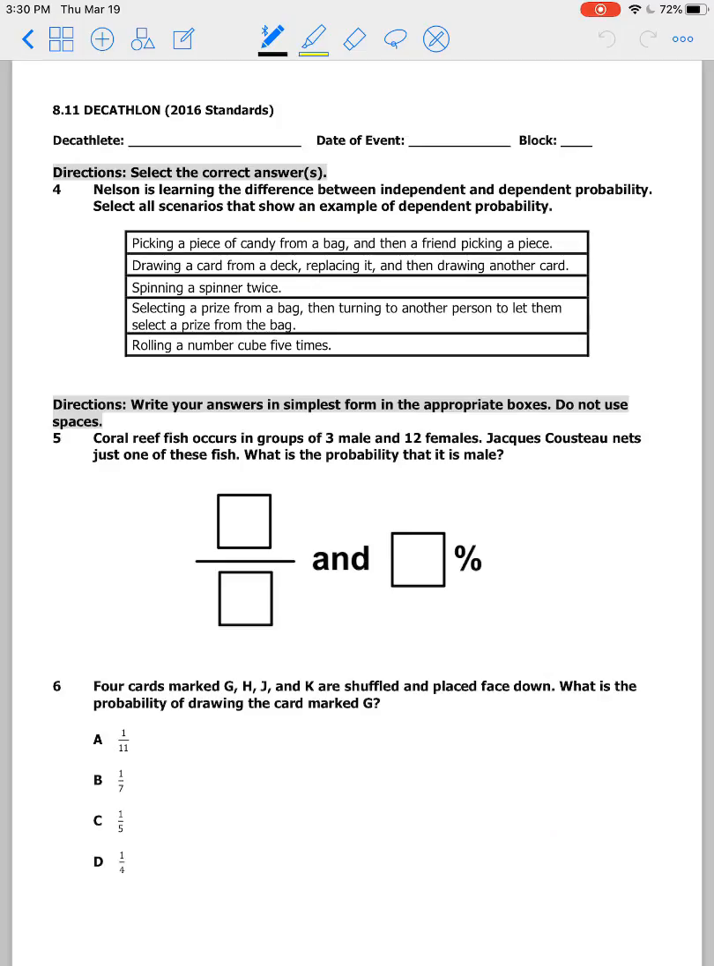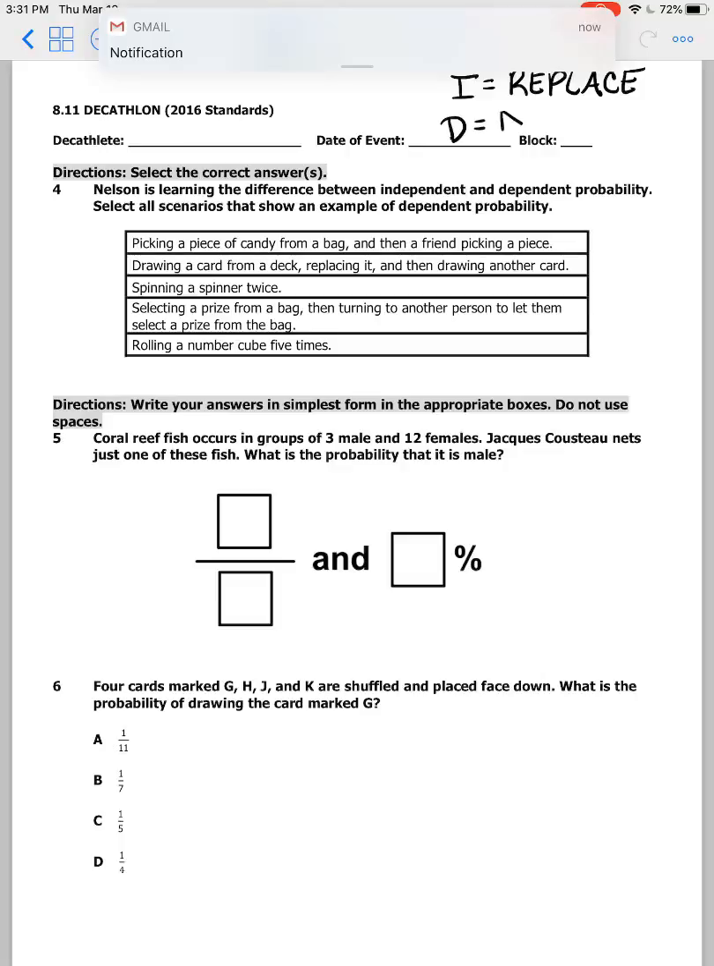Number 4, Nelson is learning the difference between independent and dependent probability. Select all scenarios that show an example of dependent probability. So this is kind of what I want to emphasize in our time together today. Independent probability is situations where there is replacement. So you take something out of a pile and you put it back. You do 2 things that don't affect one another. Like you flip a coin and you roll a dice.